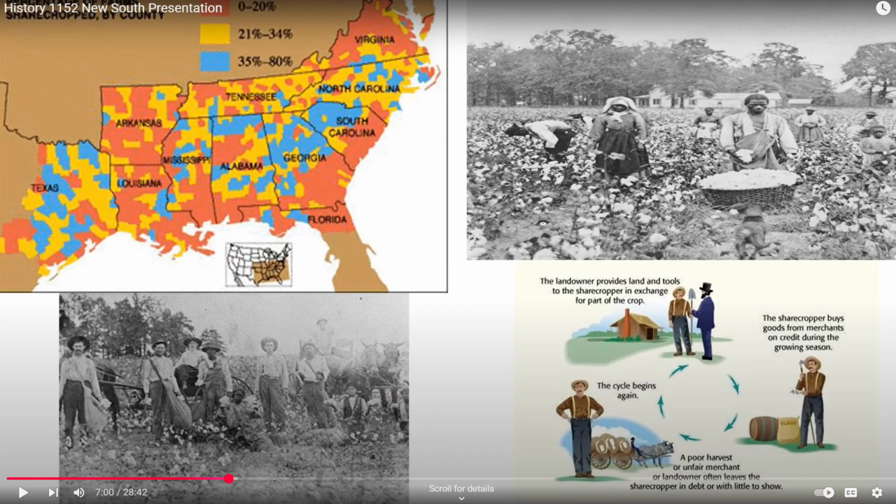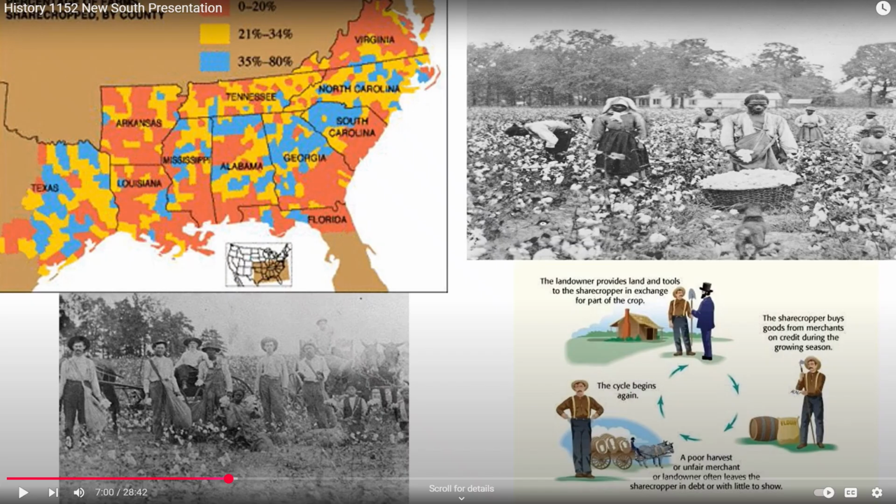So now I want to talk a bit more about labor systems in the post-Civil War and post-Reconstruction South. And I'll begin by talking about sharecropping, because sharecropping was a major, and I would argue essential, labor system in the South, especially for plantation agriculture, to make plantation agriculture work after slavery had been abolished.